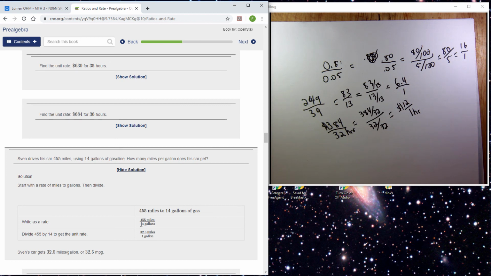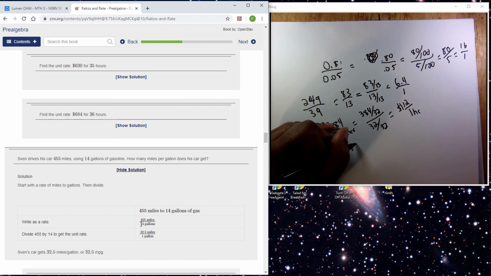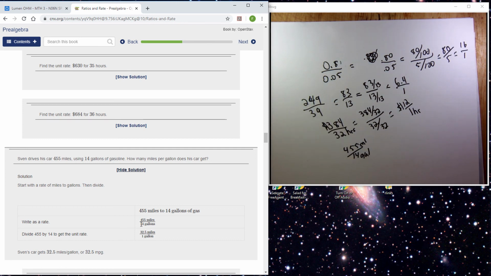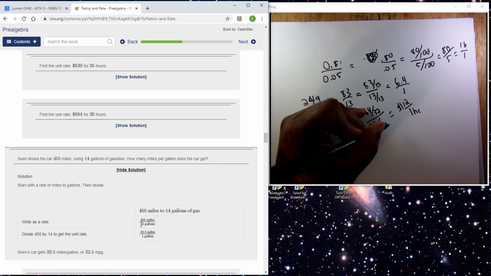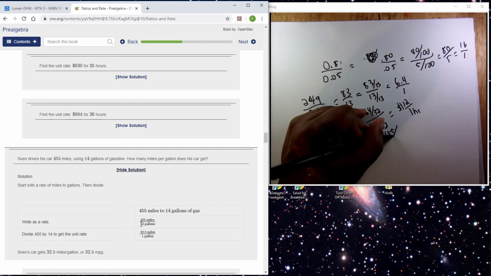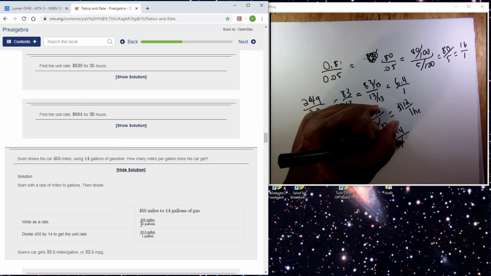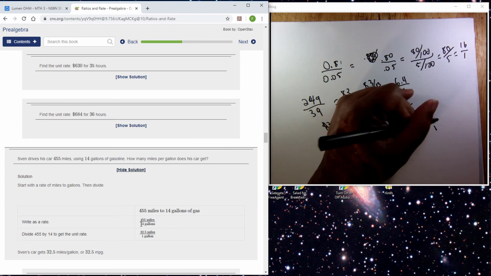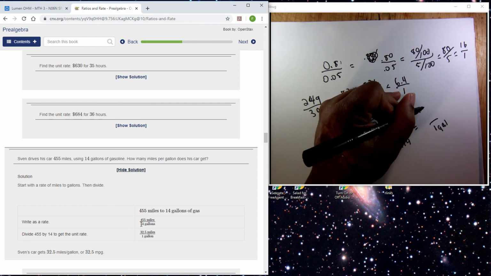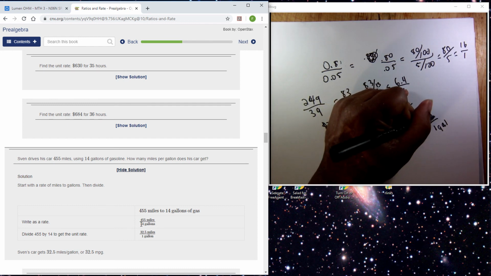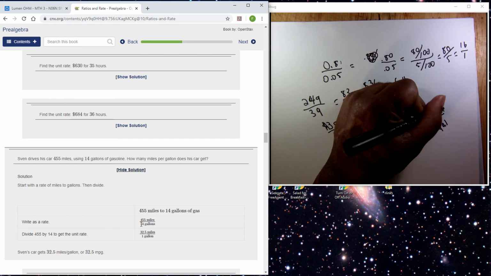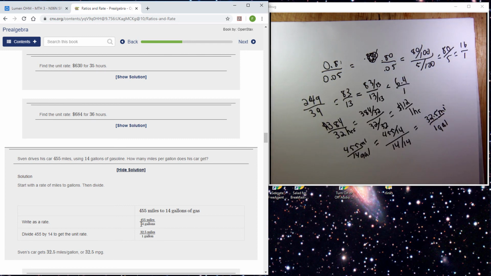So they give us a rate here of 455 miles per 14 gallons, and they want us to find a unit rate. So we divide the numerator and the denominator by 14. That gives us 32.5 miles per 1 gallon. And that's how you find your unit rate.